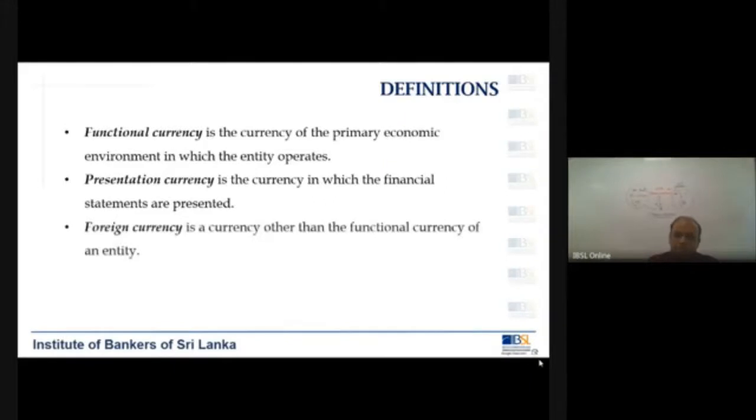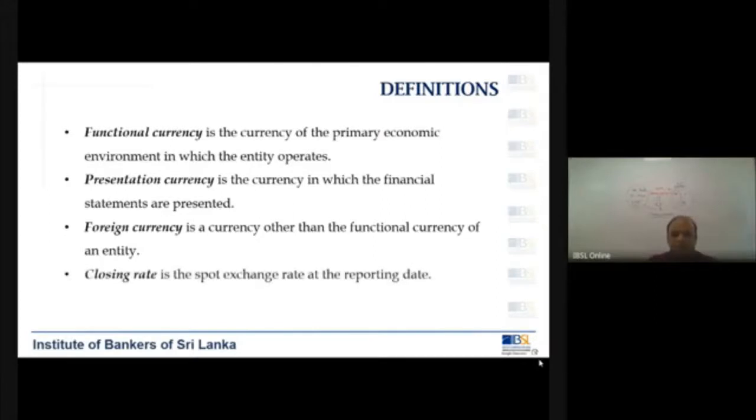Then foreign currency is a currency other than the functional currency. So in Sri Lanka also, we have US dollars, GBP, Euro, all those are there. But how do we call them? We call them foreign currency, because anything other than the functional currency, for me, is a foreign currency. Because of that, in the banks, we call them Sri Lanka rupee deposits, but the rest we call foreign currency deposits. So you need to know these terms and how they are differentiated.